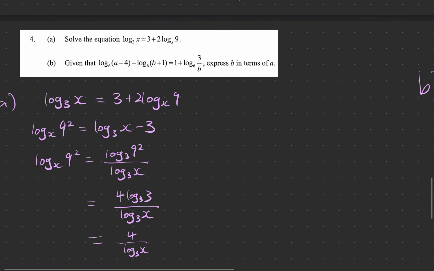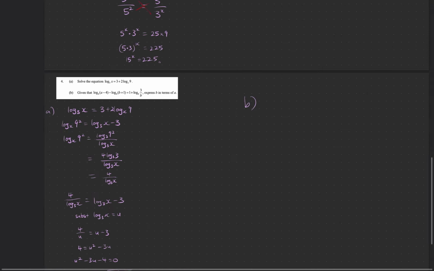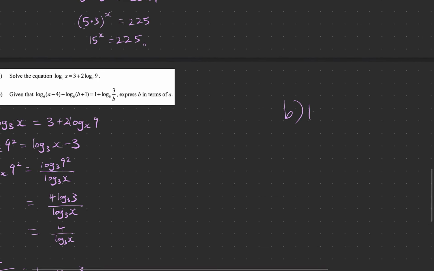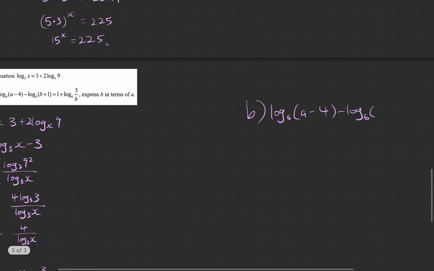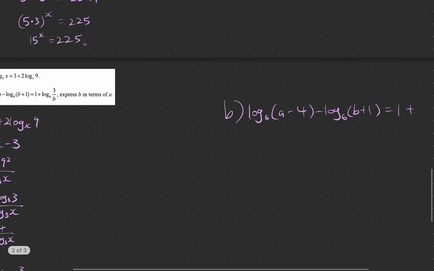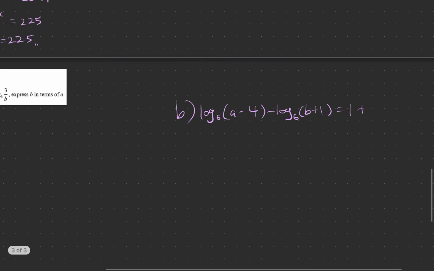Given that log base 6 of (a minus 4) minus log base 6 of (b plus 1) equals 1 plus log base 6 of (3 over b). Express b in terms of a. So I've got to find a way to isolate b on one side. So let's do this. Hold on, give me a while. Let me write this down. Log 6 (a minus 4) minus log 6 (b plus 1) equals 1 plus log base 6 of (3 over b).